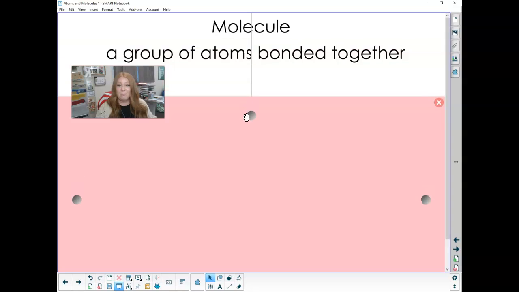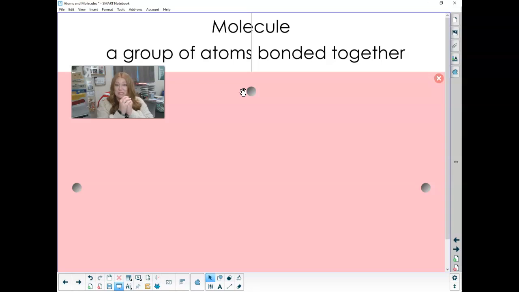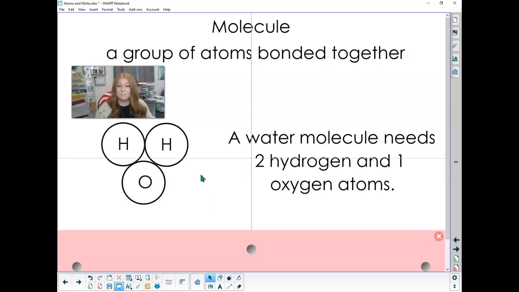And then we have molecules, which are groups of atoms that are bonded together. Bonds mean they are stuck together. So they're chemically stuck together. One you might be familiar with, you might have heard water called H2O. So 2 hydrogen, 1 oxygen. These are bonded together, so you can't just pull them apart.